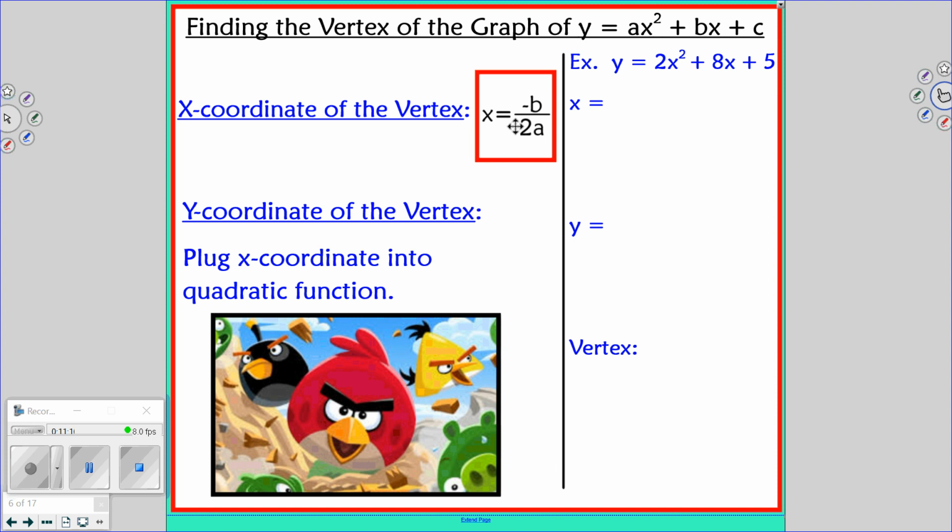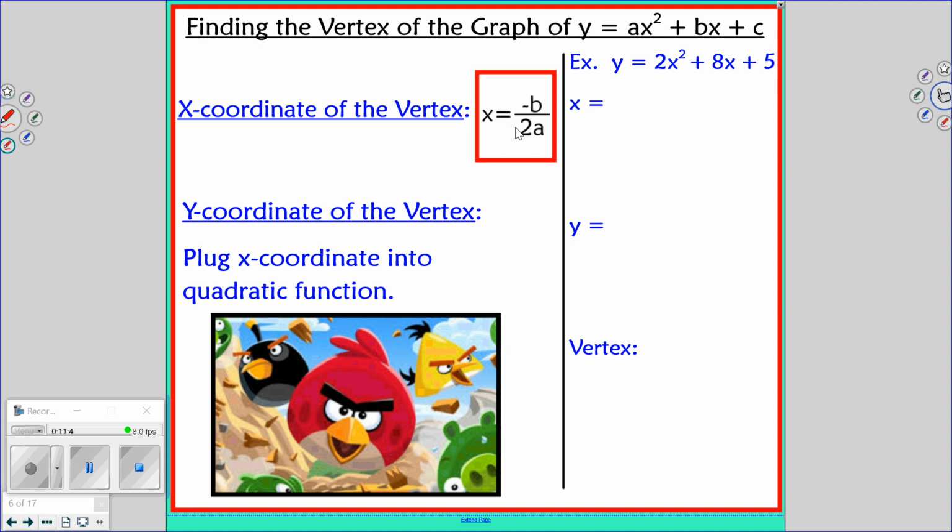-b/2a. Write that down. You need to know this. The x-coordinate is at -b/2a. Does that look familiar? That's part of your quadratic formula. You took off the discriminant part, the radical. So -b/2a is going to give you the x value of that coordinate. Then you plug it back in to the equation to find the y value. So let's do this.